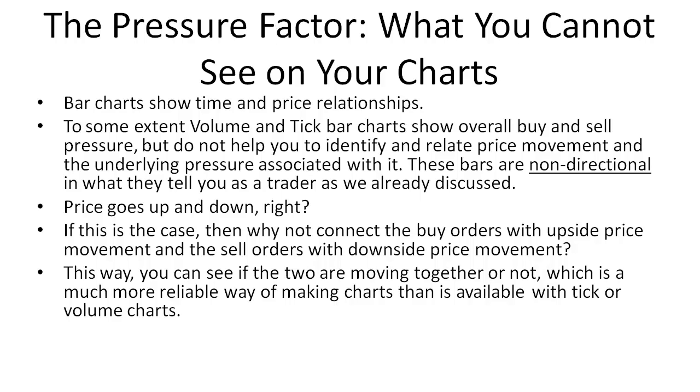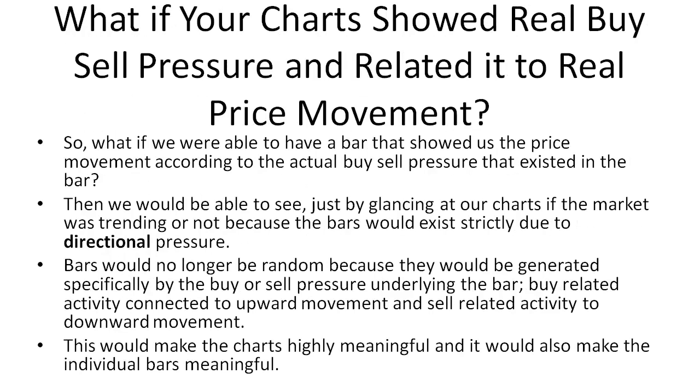That would be an entirely different way of looking at bars that related them to price movement, and you would directly relate directional movement in the market with the orders that were connected to them. This way you can see if the two are moving together or not, whether or not directional volume is moving price up or down, or if it's failing to do so. So what if your chart showed real buy-sell pressure and related it to real price movement? If we were able to have a bar that showed us price movement according to the actual buy-sell pressure that existed in the market, what would it look like?